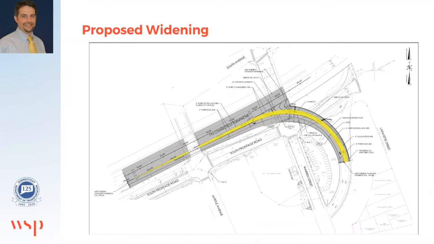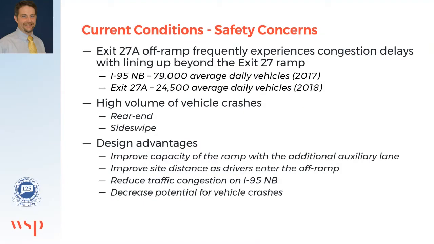So why is this location being modified? This area experiences high volumes of traffic throughout the day, and frequently this area experiences congestion. Queue lengths for the exit 27A off-ramp often extend beyond the exit 27 local off-ramp. This is mostly due to the 79,000 vehicles a day traveling I-95 northbound and the 24,500 vehicles a day taking the Route 8 northbound off-ramp. Due to the current geometry and high volume of traffic at this location, there's also a high occurrence of vehicle crashes, which are mostly rear end and side swipes.